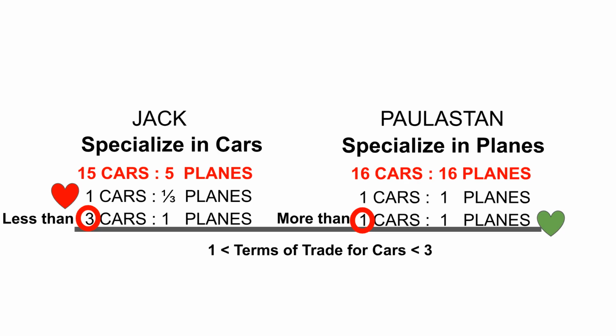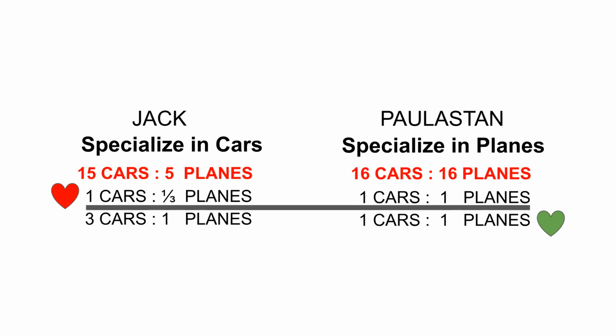It's also the same from the car perspective. Jack's opportunity cost for producing 1 car is 1/3 of a plane, so he wants at least more than 1/3 of a plane in return. Pakistan's opportunity cost for producing 1 car is 1 full plane. So to make it worth it, they'd only be willing to pay less than 1 plane per car. So from both sides, Jack wants more than 1/3 of a plane per car. Pakistan is only willing to give less than 1 plane per car. That means the acceptable trade range is somewhere between 1/3 and 1 plane.